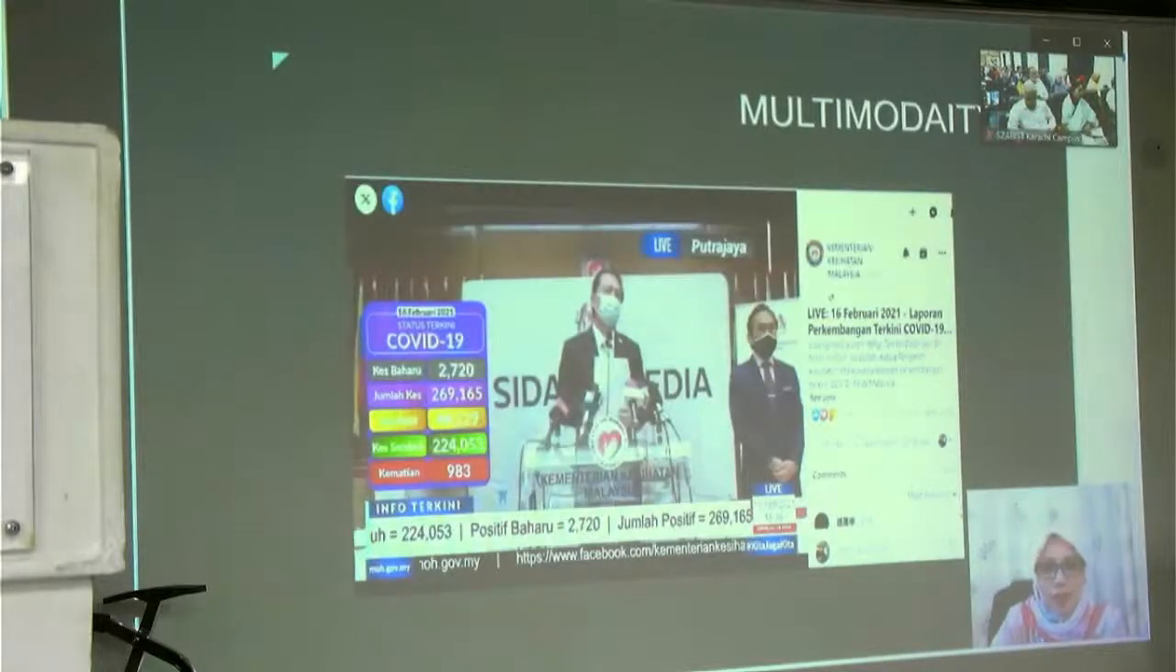This is how the Malaysian Health Director General, Tan Sri Datuk Seri Dr. Noor Hisham Abdullah, presents every day how many COVID positive cases in Malaysia. You can see that on the 16th February 2021, how many people have been infected, the new cases, the total cases, and how many deaths each day. He would do that every day last time.